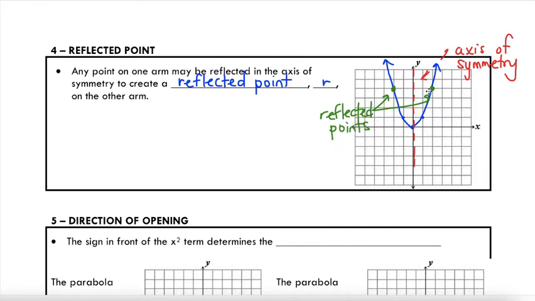Because they are equal distance away from the axis of symmetry. And that's going to be very helpful when we are sketching our parabolas without having to do a table of values.